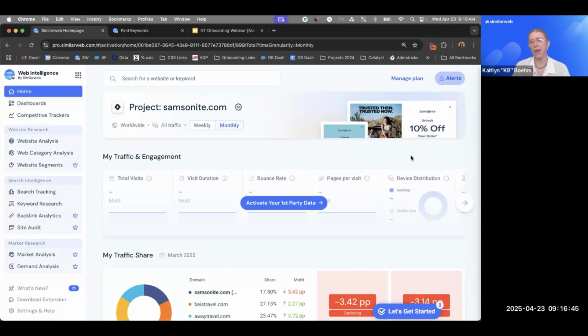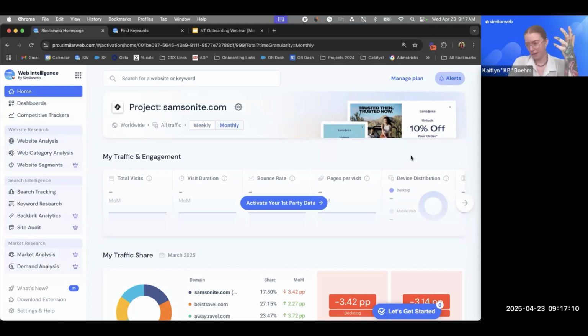And by doing that, by setting up your competitive set, your topics, your alerts, as well as activating your first party data, congratulations. That means you have a complete homepage set up. And we're very proud of you because this is one way to get the ball rolling, but we're just getting started. We have so much more we can do.